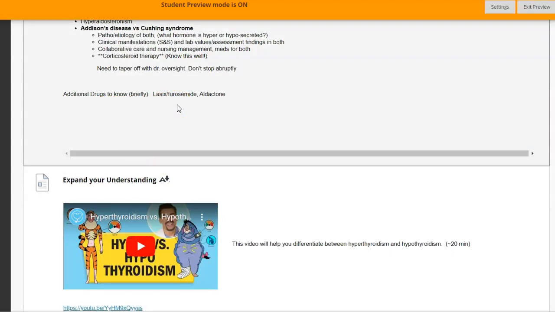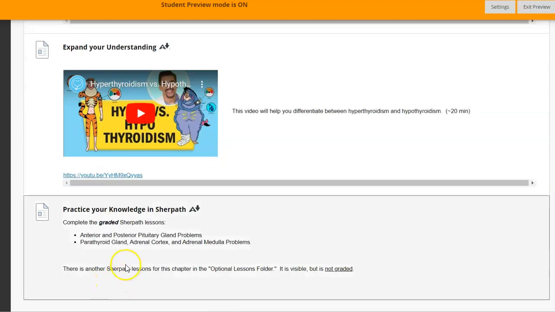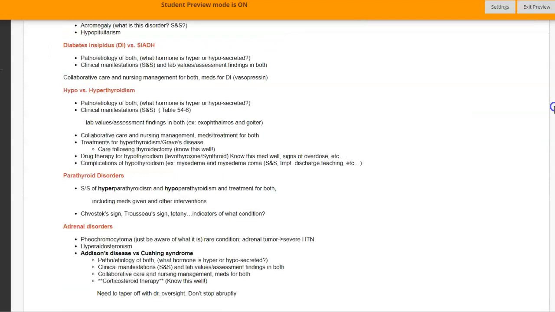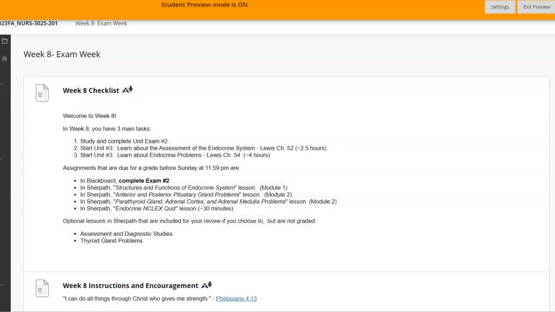Lasix, which is also known as furosemide, and Aldactone. And then there's a video that can help you differentiate between hyper and hypothyroidism. And in case this doesn't work, here's the link down here. And then we are going to go to SurePath and complete the 2 graded lessons: anterior and posterior pituitary gland problems, and parathyroid gland, adrenal cortex, and adrenal medulla problems. So that is everything in Module 2 for week 8.